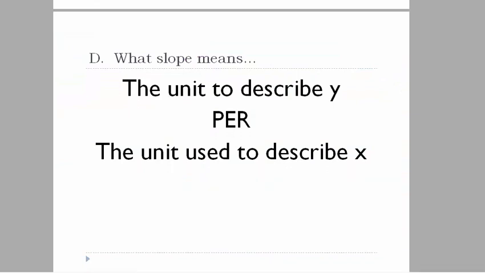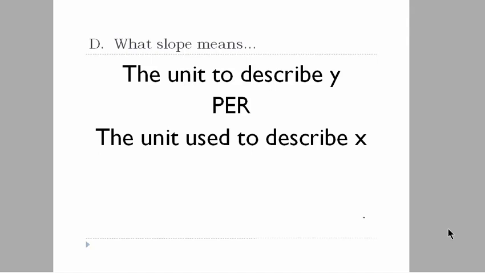What slope means: the unit to describe y per the unit used to describe x. So for every one x value, whatever your one x value is, y is changing by whatever your slope is. If it's a positive slope, it's going to go up. If it's a negative slope, it's going to go down. You could also say if it's a positive slope, it's going to increase. If it's a negative slope, it's going to decrease.